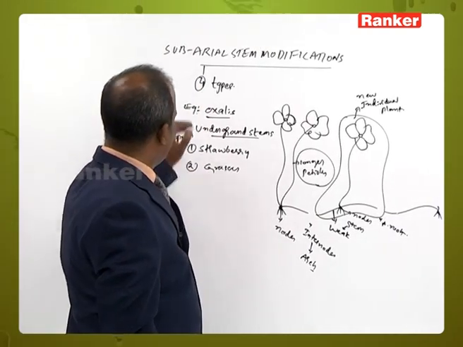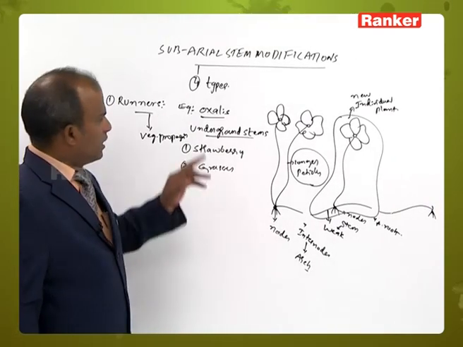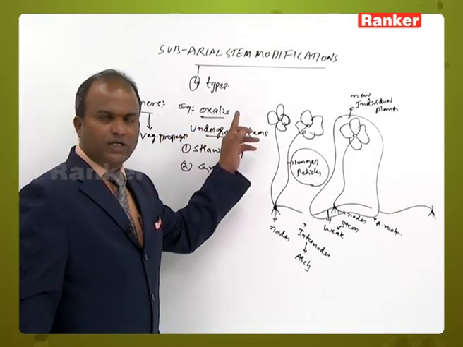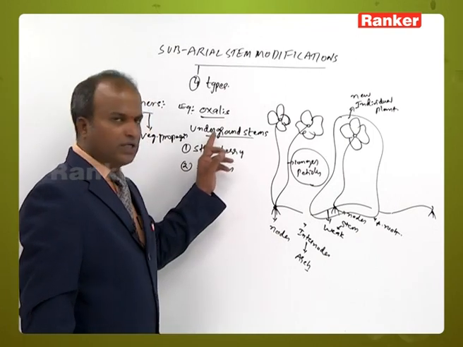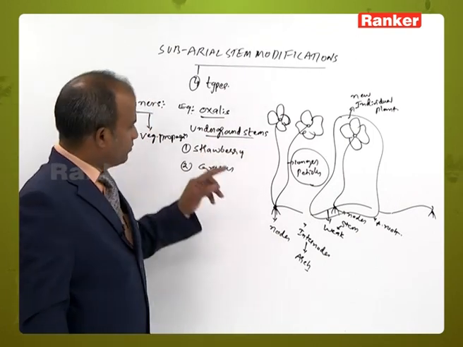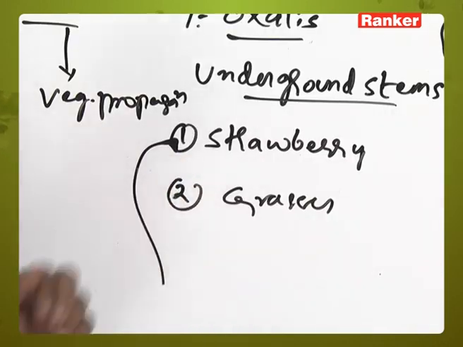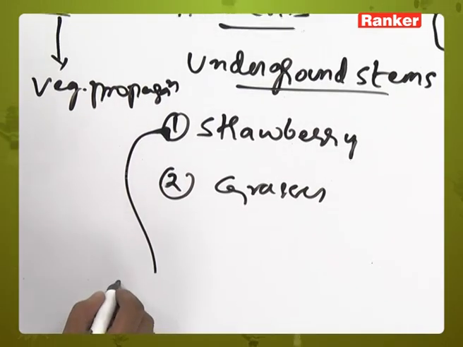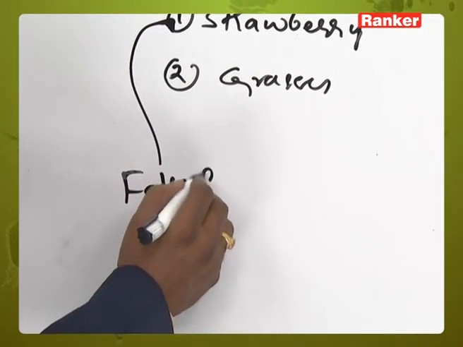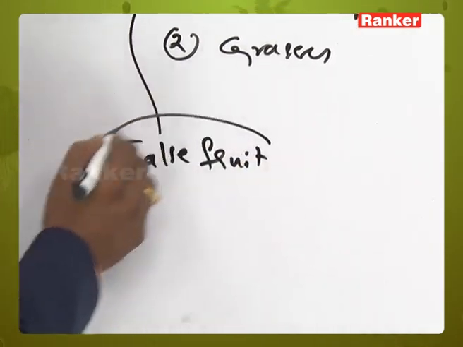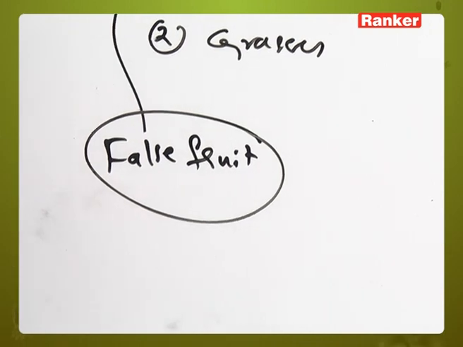This is about runners. What are the examples of runners? One is oxalis. The second one, underground stems, is strawberry and grasses. Here, strawberry shows a fruit known as a false fruit.